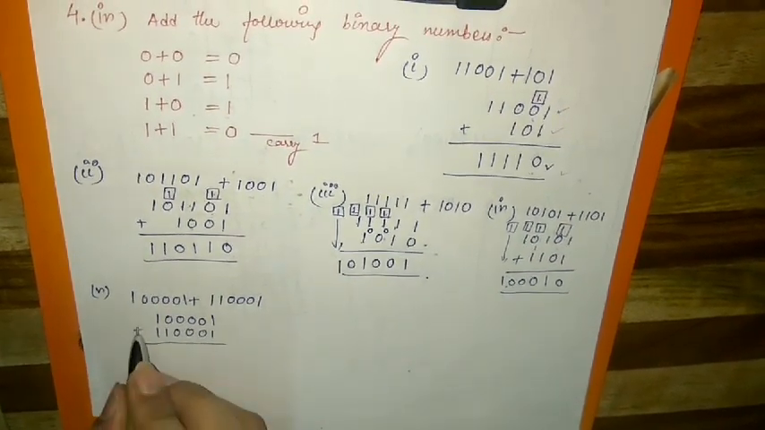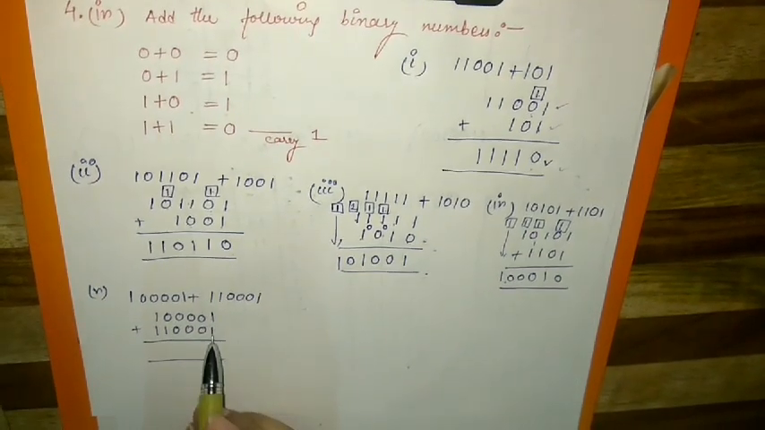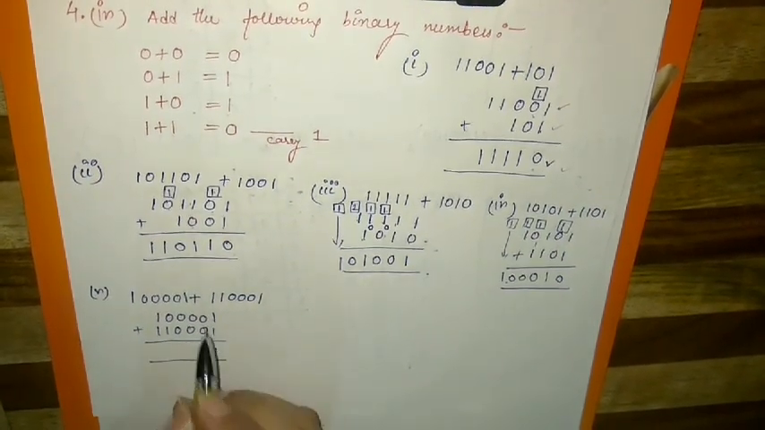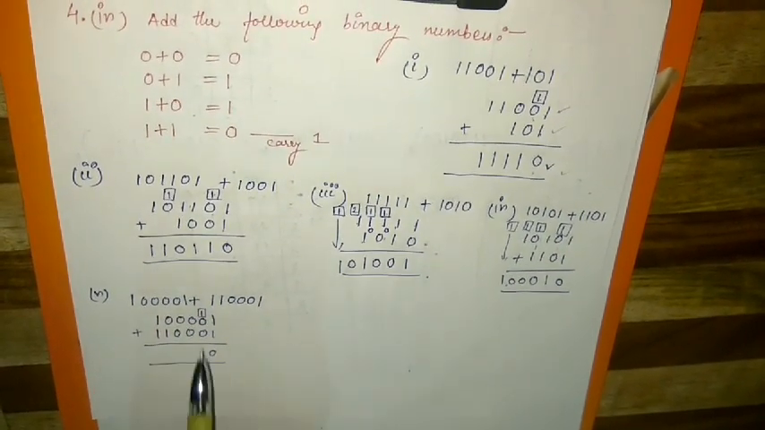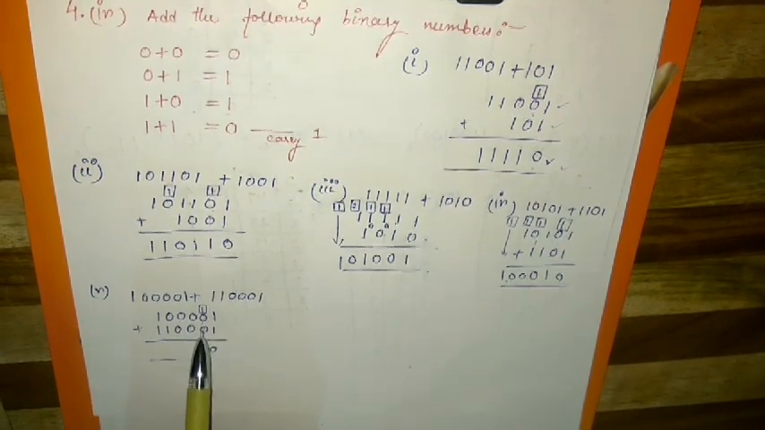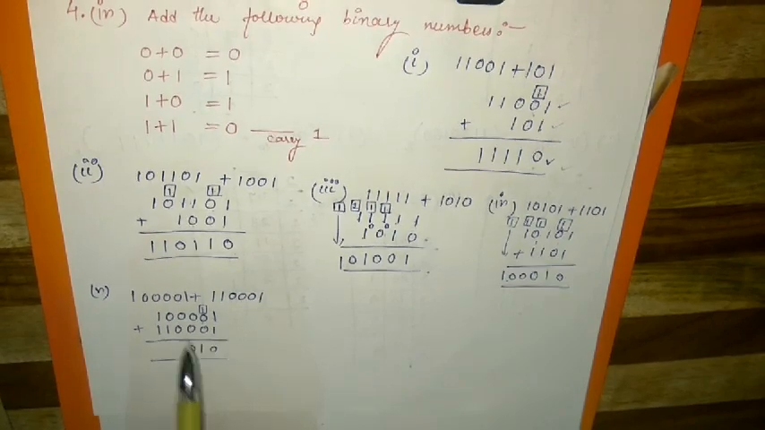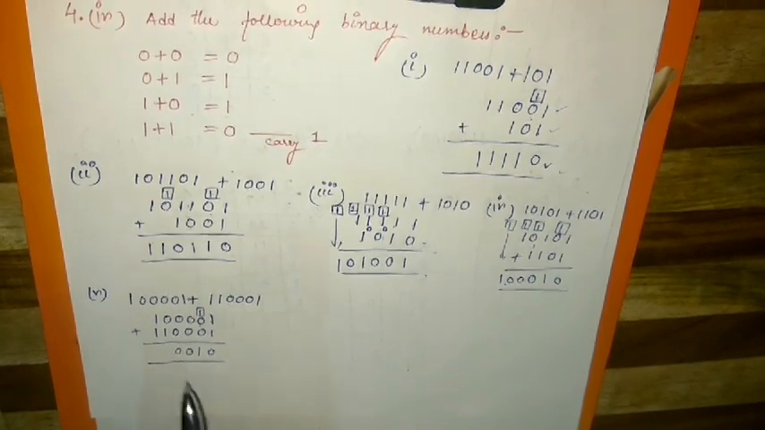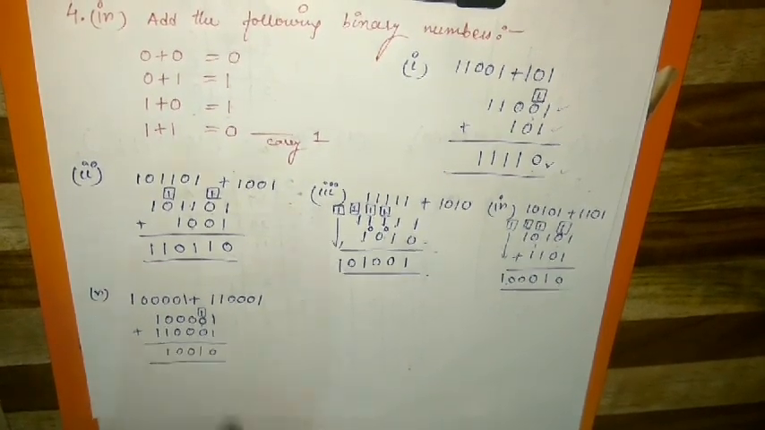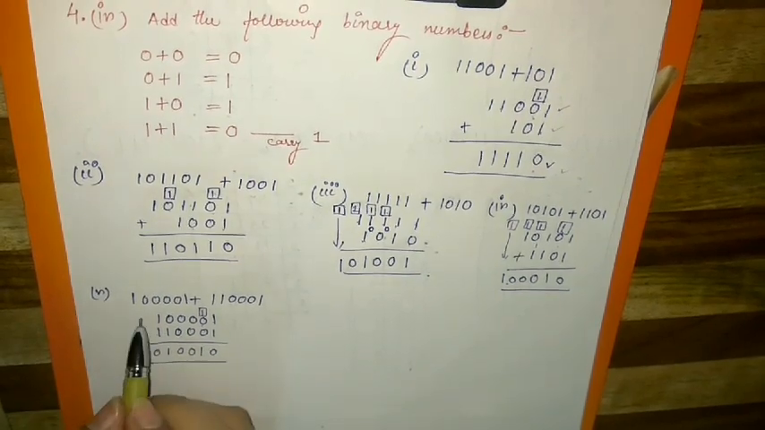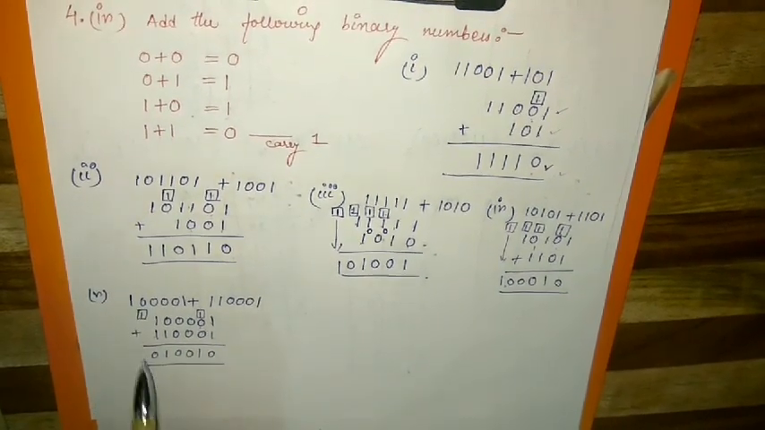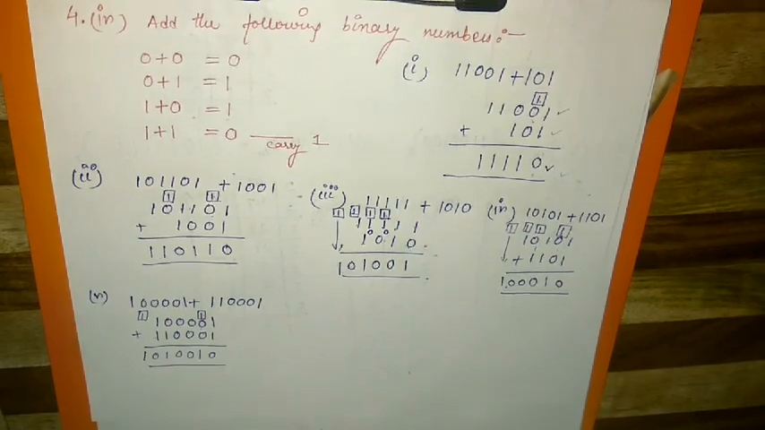Okay, now the addition is going to give you 1 plus 1 is going to give you 0 with a carry 1 on the left hand side. 1 plus 0 is 1 and 1 plus 0 is 1. Okay, 0 plus 0 is 0. 0 plus 0 again 0. 0 plus 1 is 1. 1 plus 1 is 0, a carry on the left hand side, and 1 going to copy it down over here.